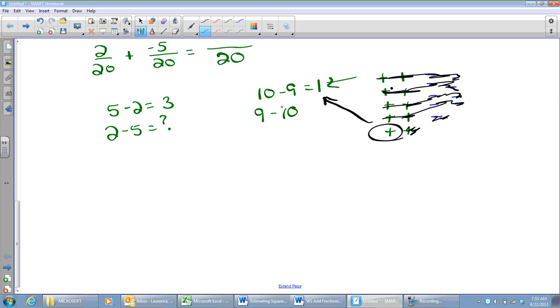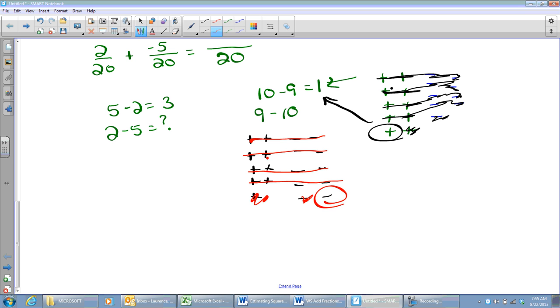What would happen in this situation? Well, I'm going to have 9 positives, and I'm going to have 10 negatives, right? And I'm going to say those will cancel, those will cancel, those will cancel, those will cancel, and these will cancel. I'm left with this. It's 1, but it's negative. So 9 minus 10 must be negative 1.